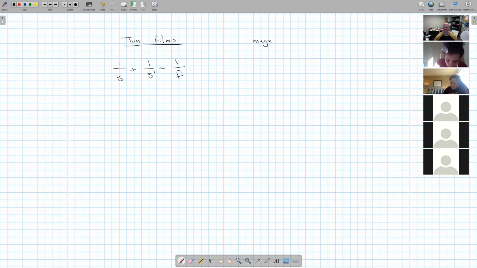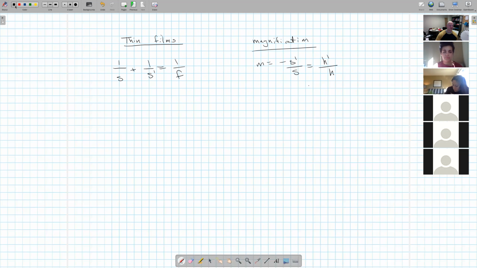And again, the magnification, M, is equal to negative of the image distance divided by the object distance, which is also equal to the image height divided by the object height. Which, lo and behold, is exactly the same thing as for the mirrors. So the nice thing about mirrors and lenses is that exactly the same expression works for both of them. We don't have to do anything different for them.